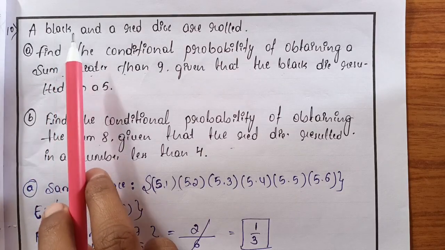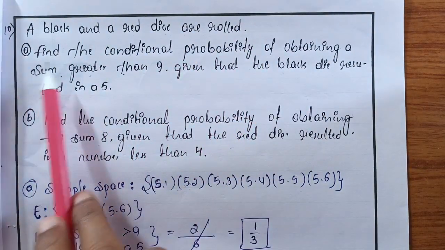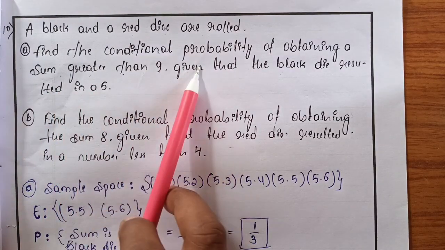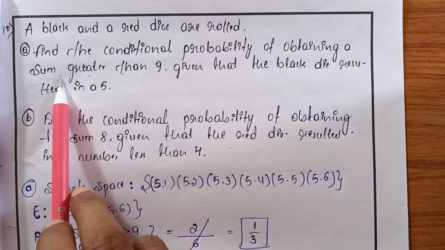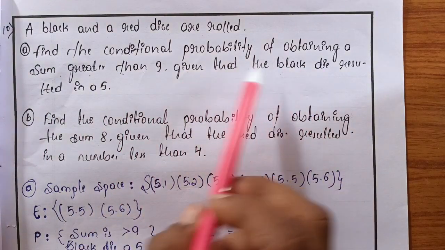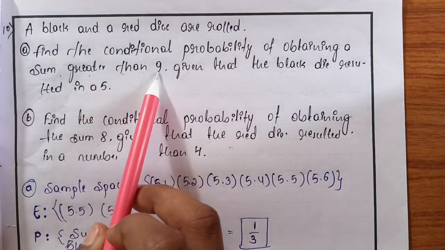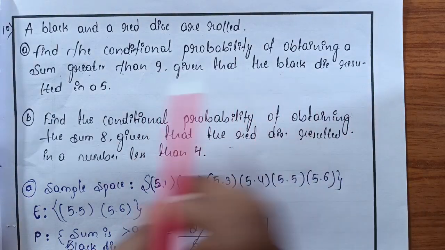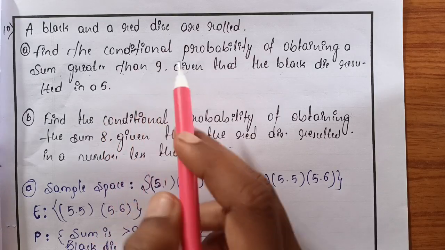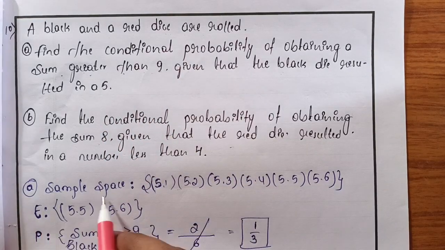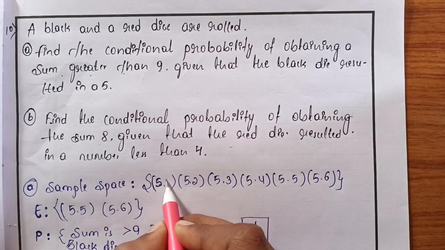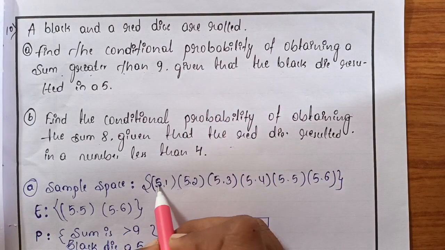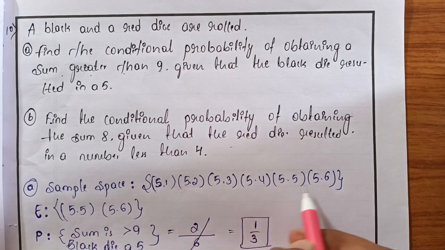So what is the question? A black and a red die are rolled. So the first question is find the conditional probability. We have to find the conditional probability of obtaining a sum greater than 9, and this is the event E, given that the black die resulted in a 5. We take the black die as a 5. So the total sample space is black die 5 and red die 1, 2, 3, 4, 5, 6. But the black die has resulted in a 5. This is given in the question. So the total sample space is 6.